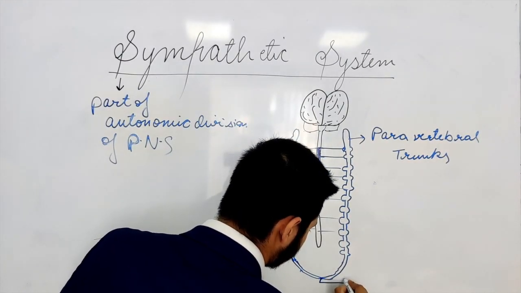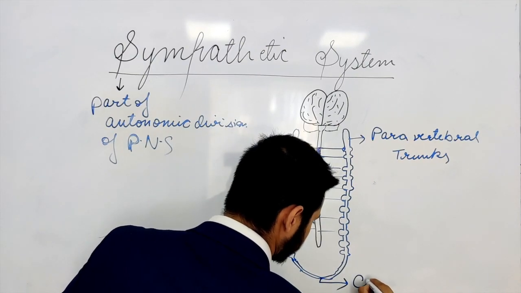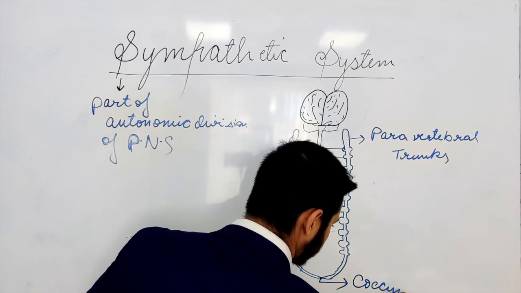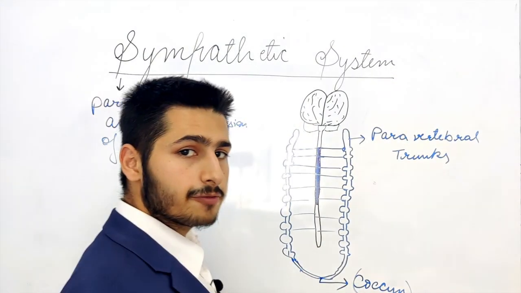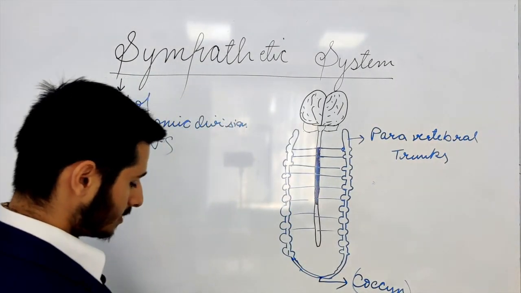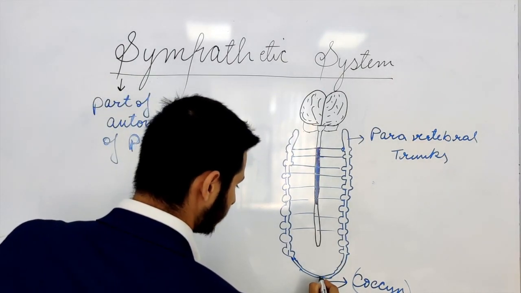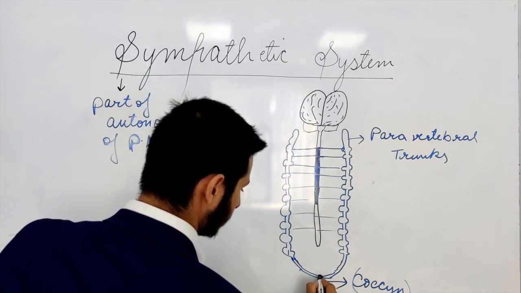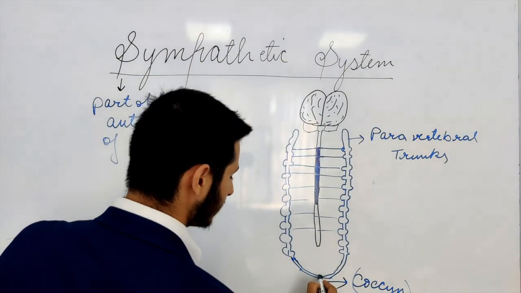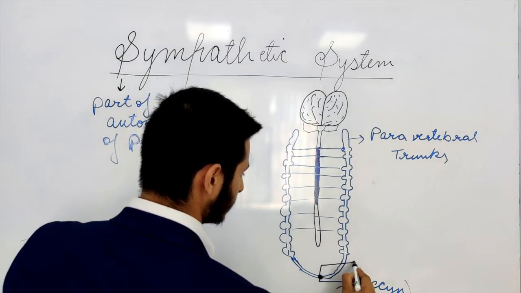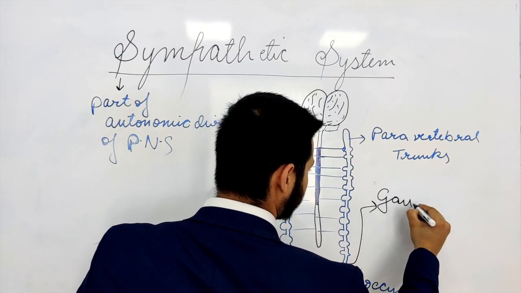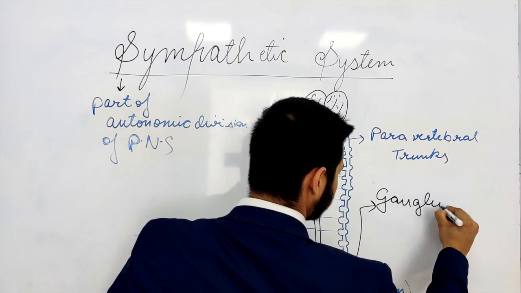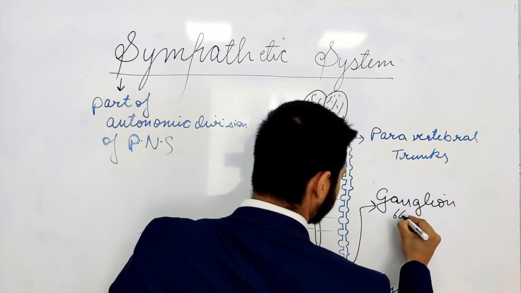Here we have the coccyx, and the point of meeting of both the trunks is at a ganglion that is anterior to the coccyx, and that ganglion is known as the ganglion impar.